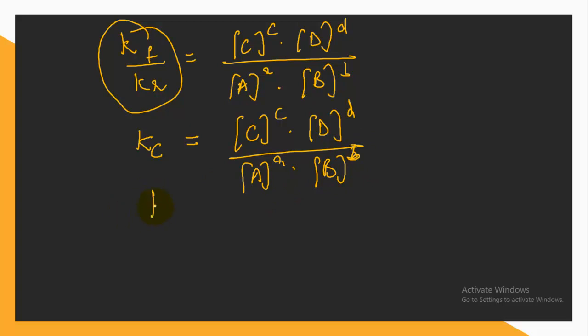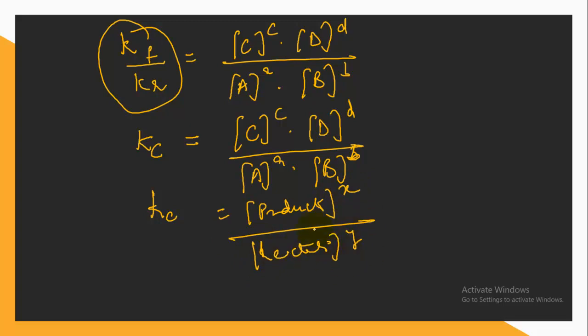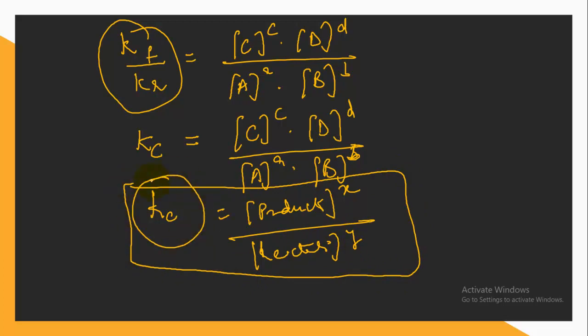So that means the equilibrium constant is equal to the concentration of products, because C and D were products, raised to their respective moles, divided by the concentration of reactants raised to their respective moles. So this is the expression that actually explains the equilibrium constant. So this is how you can derive it for the complete reaction.